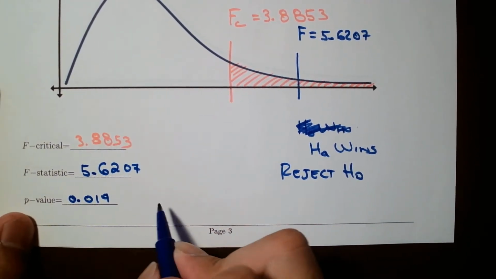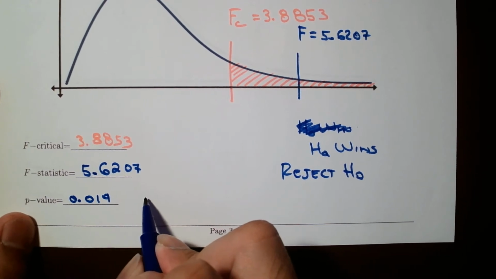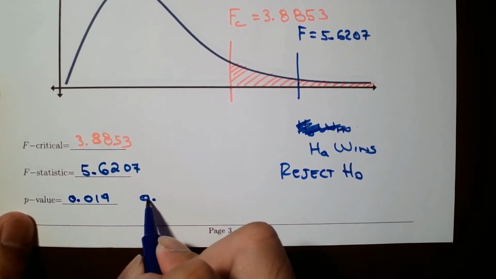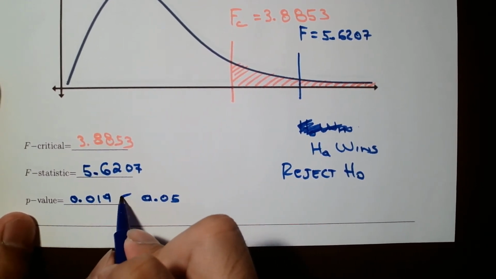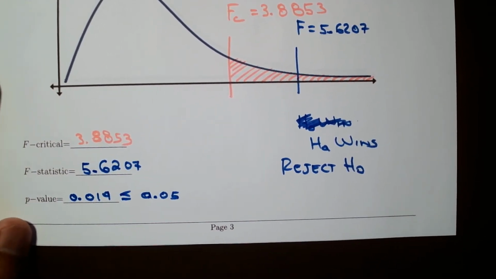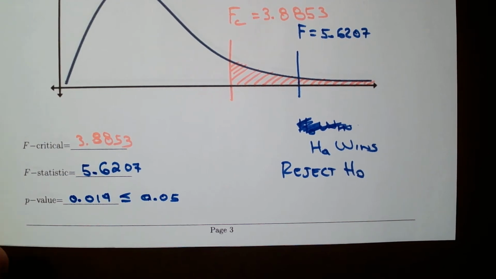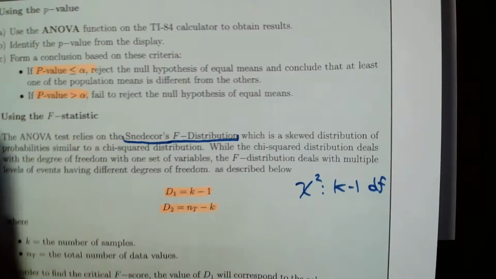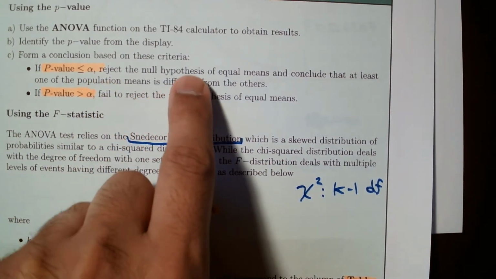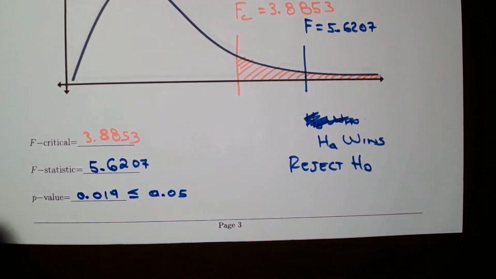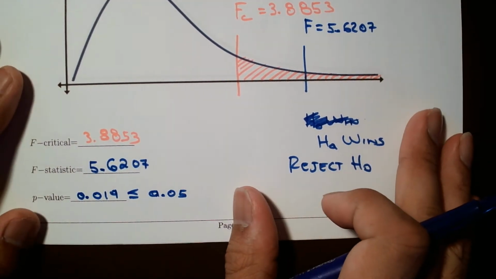All right. What about the p-value? Well, put the p-value right next to the significance level of alpha, 0.05. In this case it is less than or equal, and according to the criteria, if the p-value is less than or equal to alpha, reject the null hypothesis, right? Which is the same type of criteria that we have been doing.